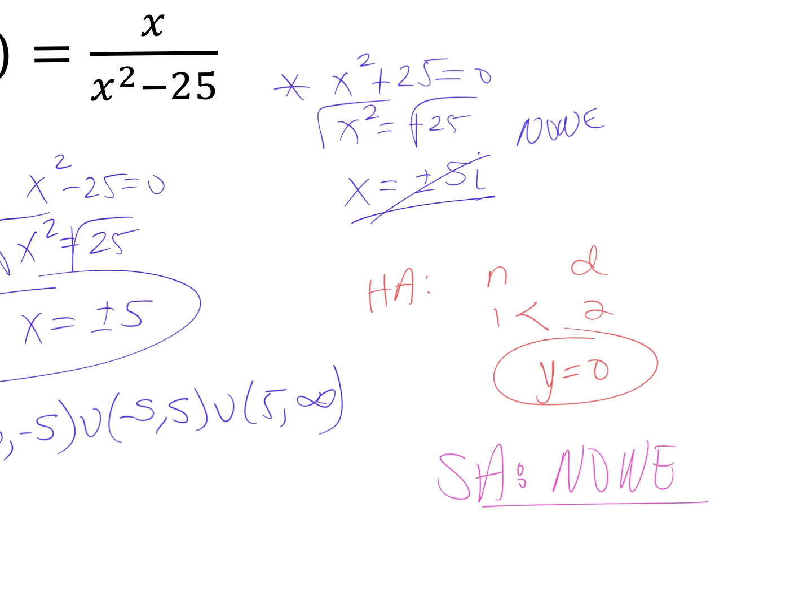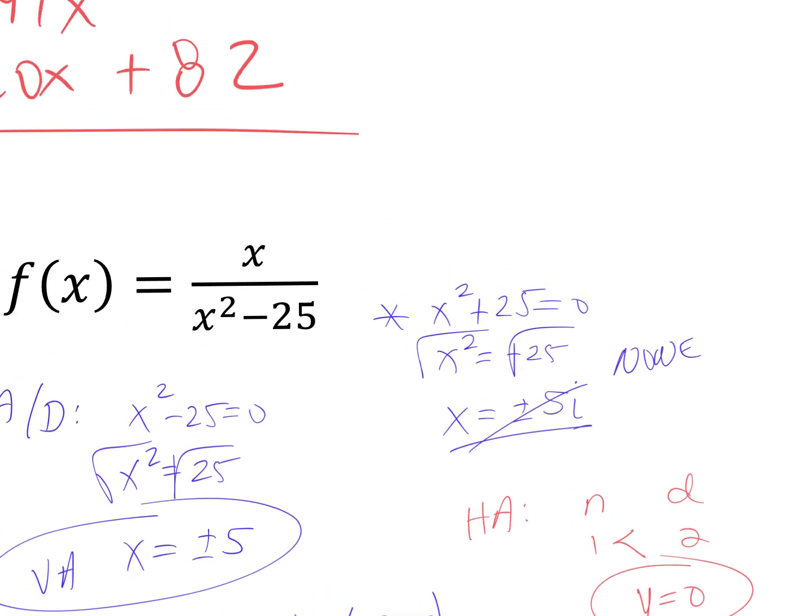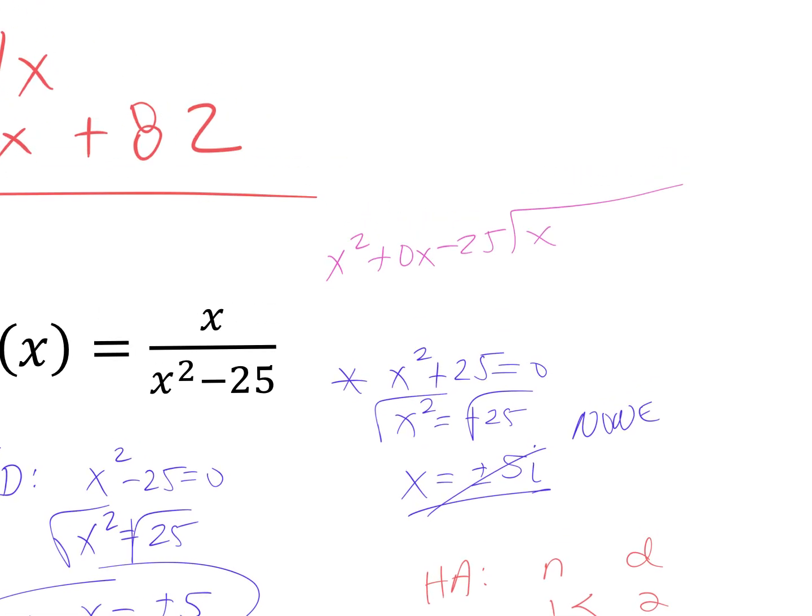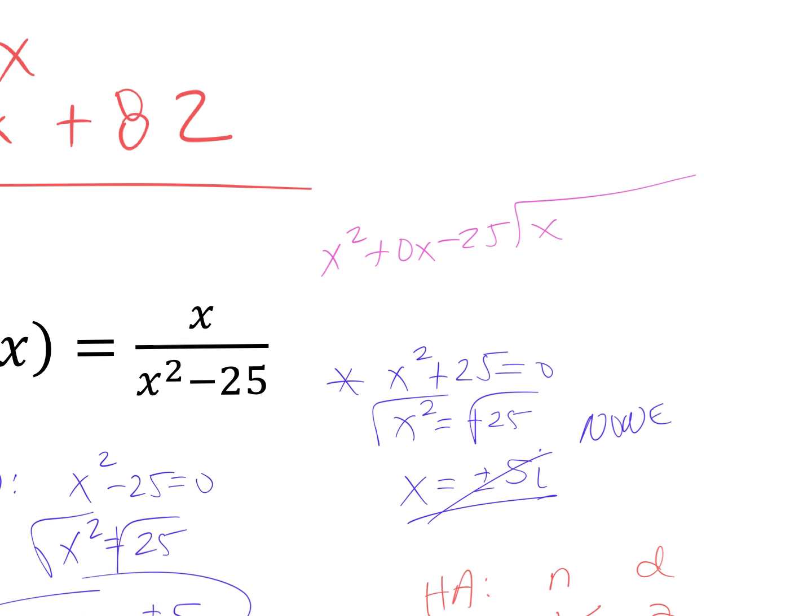Again, if you can't remember that rule, no big deal. Do long division. X squared plus 0x minus 25 into x. Doesn't even look like it works, guys, right? But if you said first term into first term, x squared times what gives me x, you'd see that doesn't work. There's none.